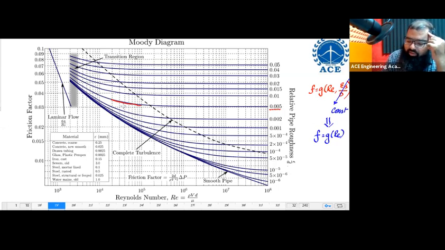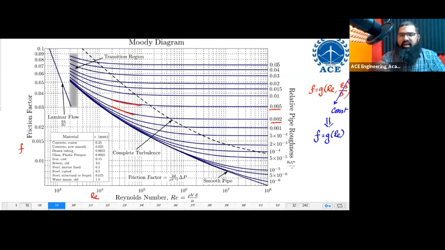After making a different constant, he got a different curve. Let us say this curve was for 0.002. Likewise, he took different values of epsilon s upon d and got different curves. Here I have the friction factor F, and here the Reynolds number Re. Along all these curves, epsilon s upon d is constant.